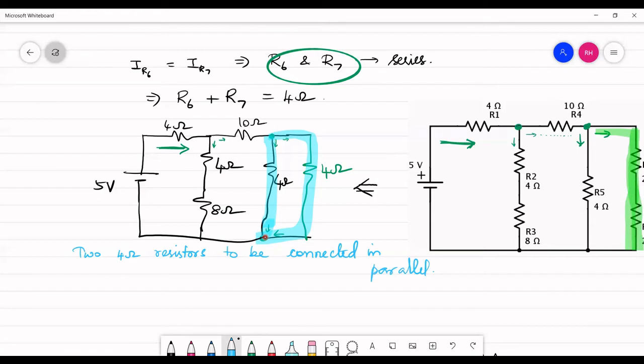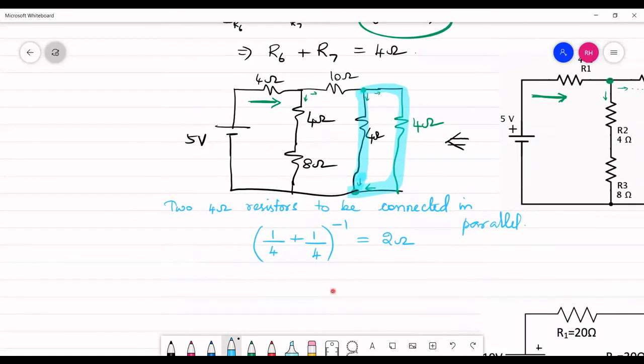So I have here now 2 4 ohm resistances, right? So 1 by 4 plus 1 by 4, the whole inverse, which is equal to 2 ohm. So now I have reduced these two resistances and I have found the effective value.